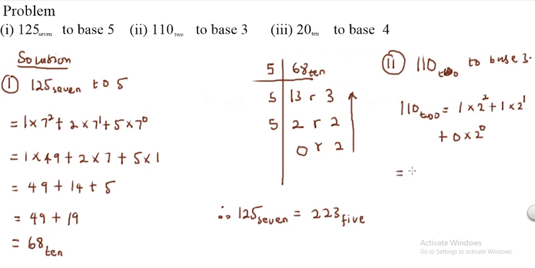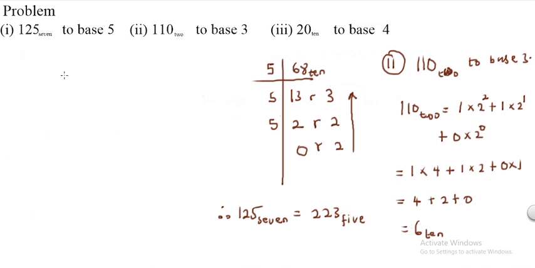From here, this is equal to 1 times 2 to the power of 2 is 4, plus 1 times 2 to the power of 1 is 2, plus 0 times 2 to the power of 0 is 1. This is equal to 1 times 4 is 4, plus 1 times 2 is 2, plus 0 times 1 is 0. From here, we have 4 plus 2 is 6. So this is 6 base 10. The next step will be to convert 6 base 10 to base 3. So to do that, let me clean up this space. So now we are converting 6 base 10 to base 3.